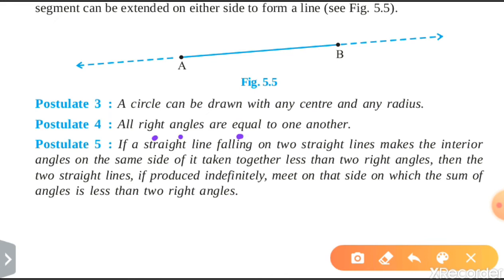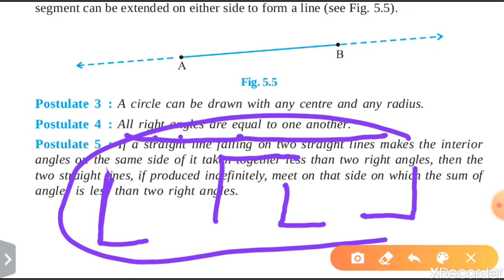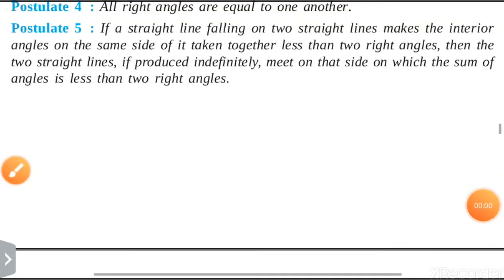All right angles are equal to one another. You can see, if you make this right angle and this right angle, some are big, some are small, some are tilted, some are reversed, but the value of all these right angles will be 90 degrees. And so hence they will be equal to each other. Now see the next postulate.